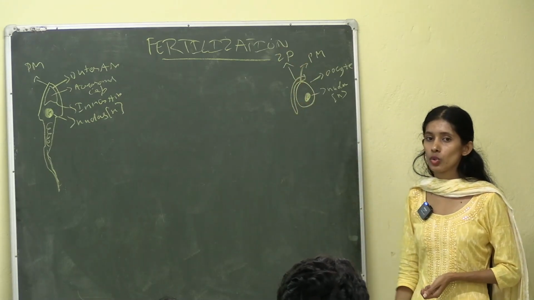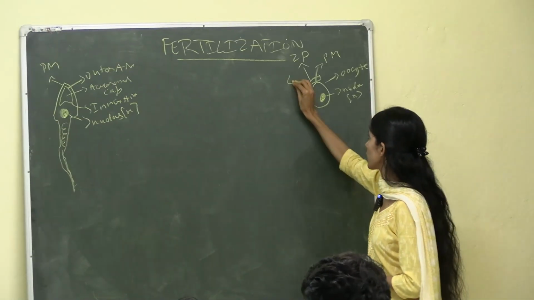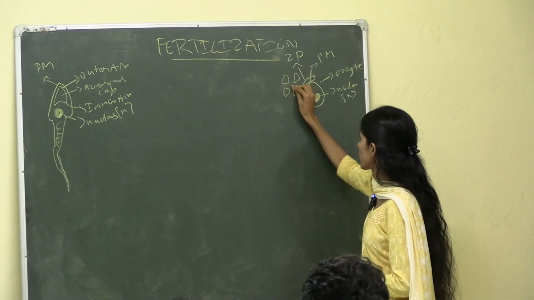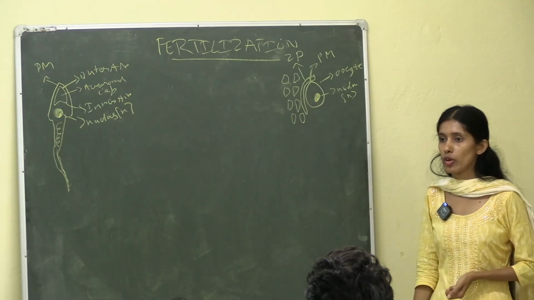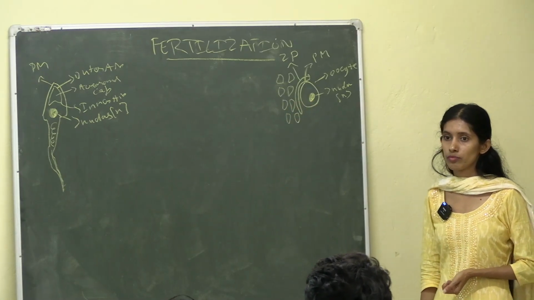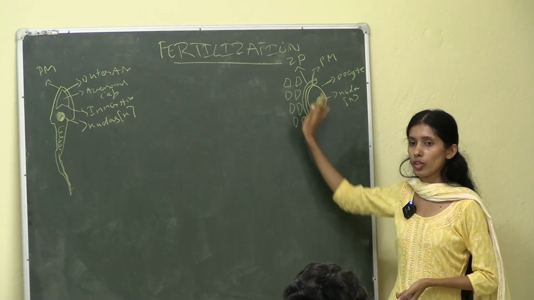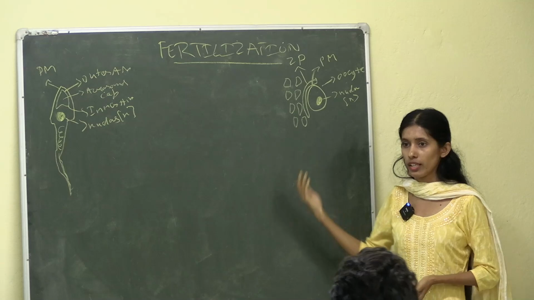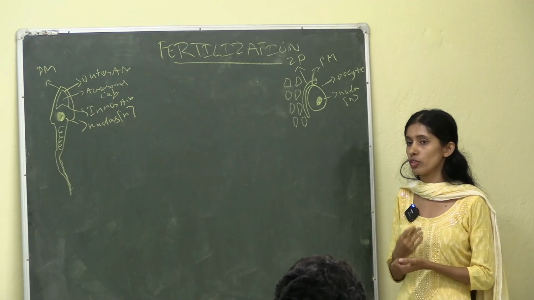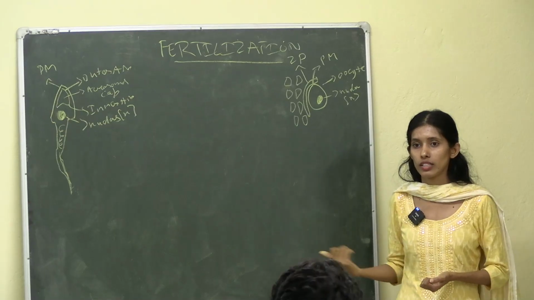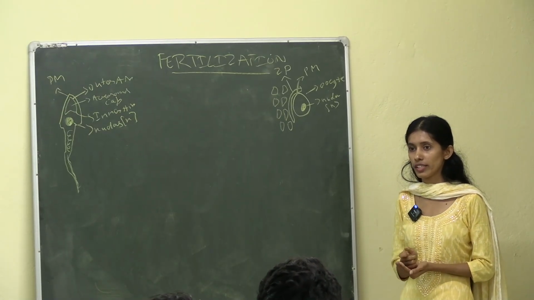After the zona pellucida, we have corona radiata. I'll write corona radiata like this. Now tell me what corona radiata is made up of. After the zona pellucida we have corona radiata. What types of cells or structures can we see in it? At least, why the name corona radiata? Why is it called corona radiata?